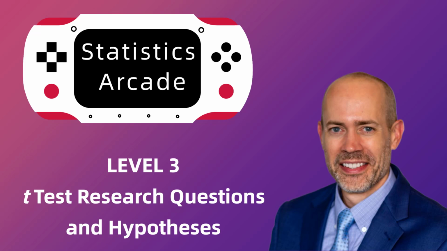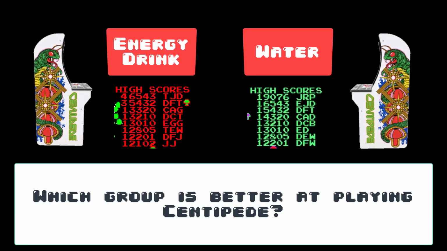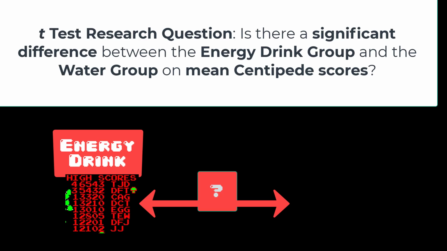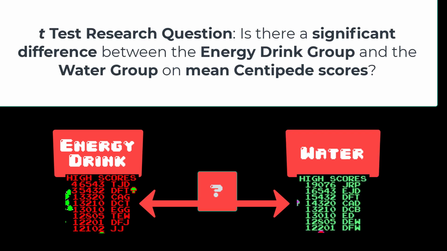This is Level 3, T-Test Research Questions and Hypotheses. In our last video, we asked which group is better at playing Centipede. Let's start this video by translating this informal question into a formal research question that could be examined with an independent measures t-test. Our t-test research question asks, is there a significant difference between the energy drink group and the water group on mean centipede scores?